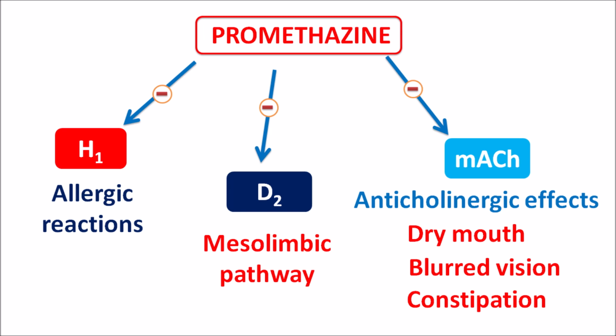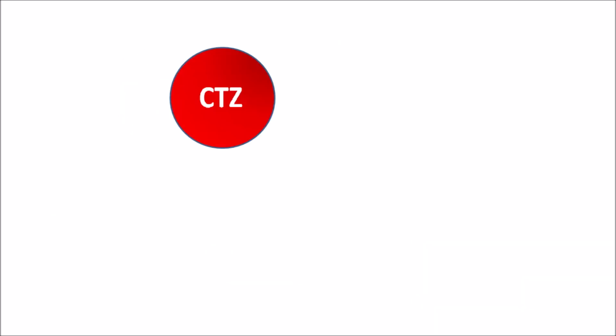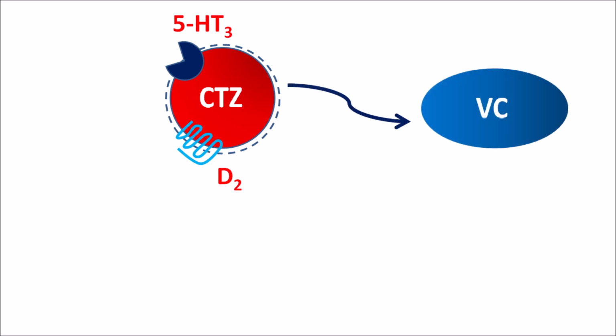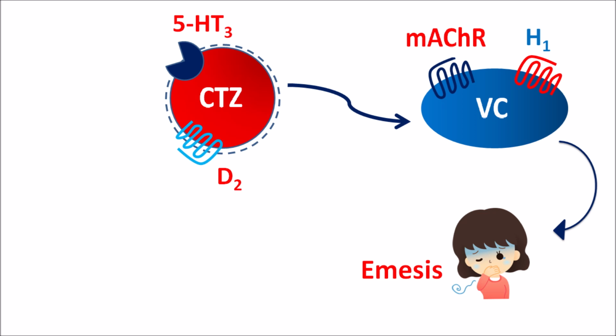But its important action is on the CTZ, where it can block a variety of receptors including H1 receptors, D2 receptors, and cholinergic receptors. CTZ is the chemoreceptor trigger zone, which is one of the important centers responsible for induction of nausea and vomiting due to any toxic chemicals ingested into the body. This CTZ expresses a few receptors such as 5-HT3 receptors, which are activated by serotonin, and D2 receptors, which are activated by dopamine. Now, when this CTZ is activated, it can send signals to the vomiting center, which again expresses a few receptors such as muscarinic acetylcholine receptors as well as H1 receptors. All these mediators are responsible for induction of emesis. So, in order to block the emesis, any of these pathways should be blocked.